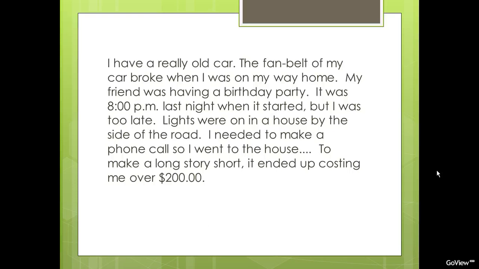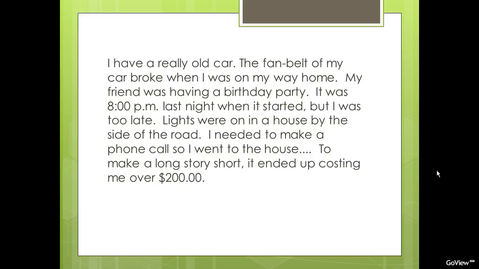A much more effective way to structure this paragraph would be to have a more specific topic sentence that says something like, my car is so old that it recently broke down and cost over $200 in repair. Then you would want to tell the story chronologically.